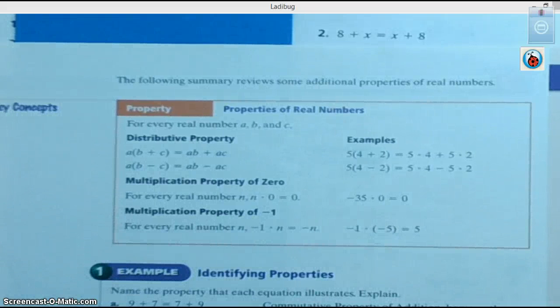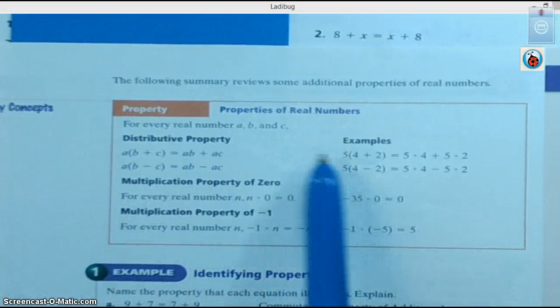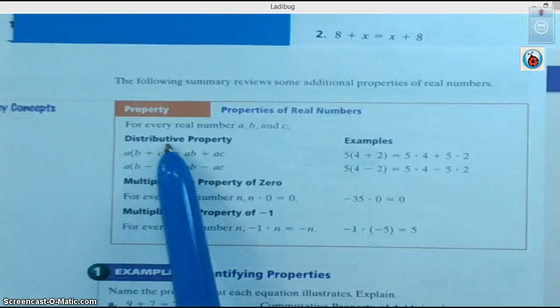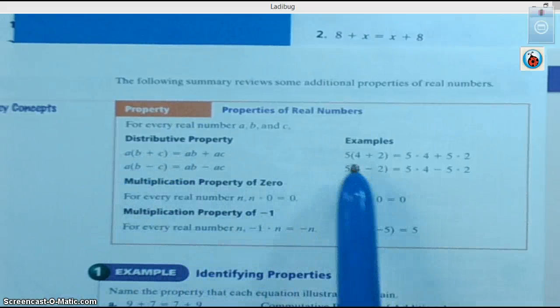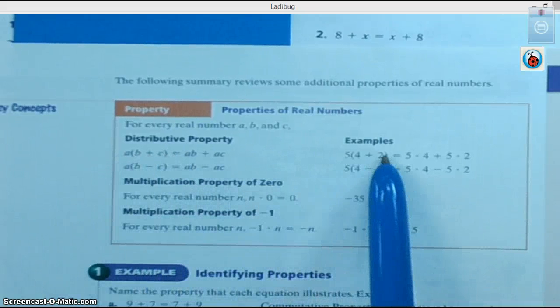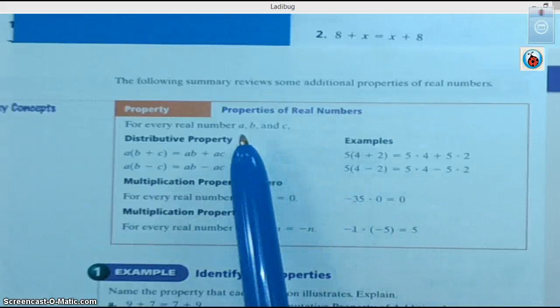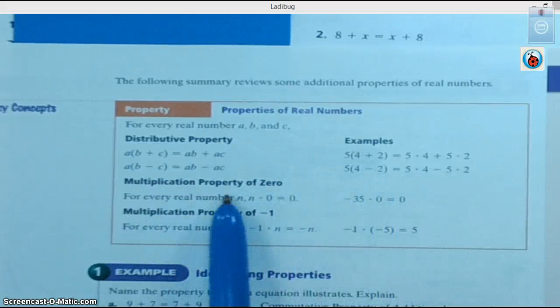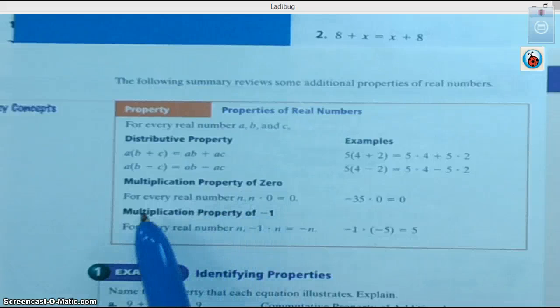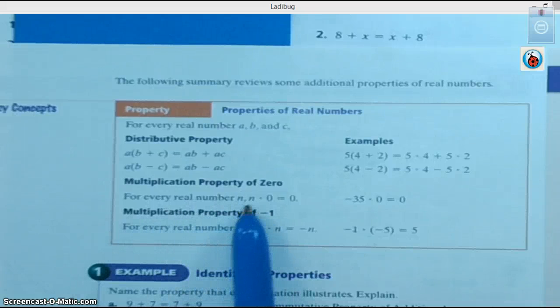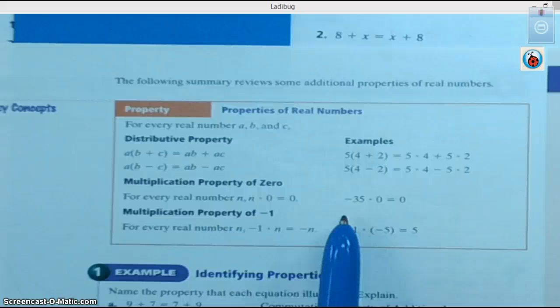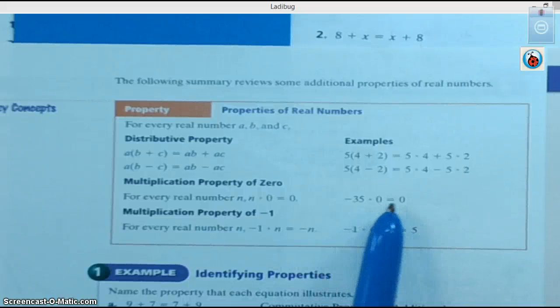The distributive property is the property we worked with yesterday. Do you remember how we were distributing the number that was being multiplied times the parentheses? The distributive property. The multiplication property of 0 states that for every real number, n times 0 equals 0. In other words, any number times 0 equals 0.